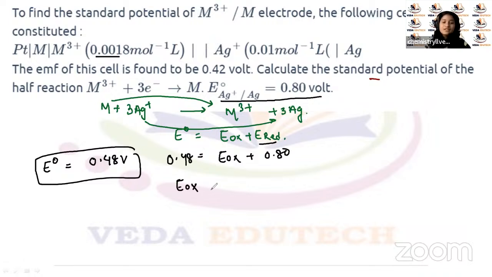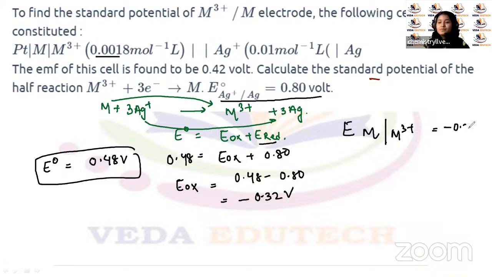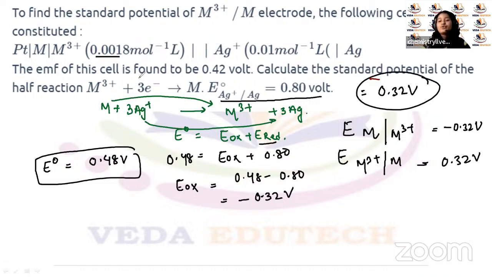So E of oxidation is given to us as 0.48 minus 0.80. This is minus 0.32 volt. Yes, this is going to come out as minus 0.32 volt. But are we asked about E oxidation? We got the value of E of M to M3 plus as minus 0.32 volt. But you are asked about E of M3 plus to M, right? So you are just going to reverse the sign, which is going to be 0.32 volt. So your answer, children, is going to be 0.32 volt. Yes, 0.32 volt is going to be your answer.